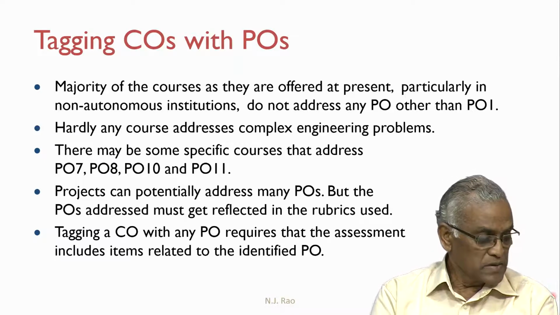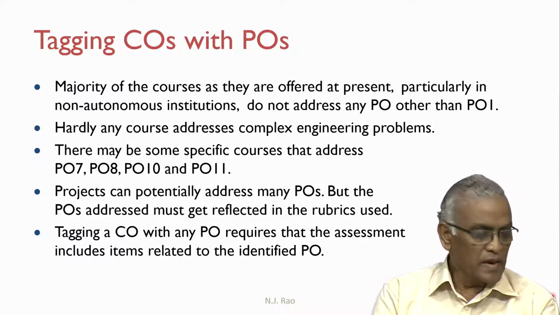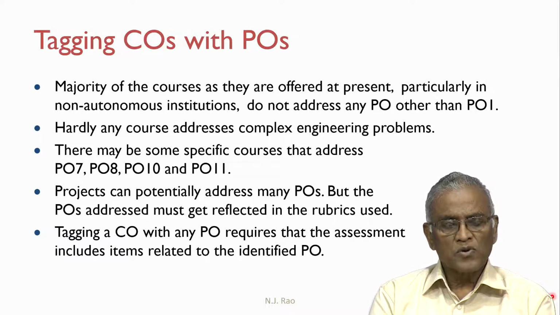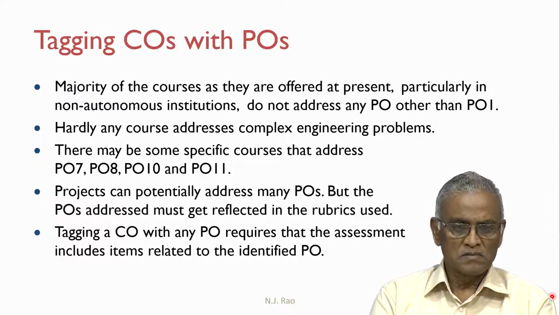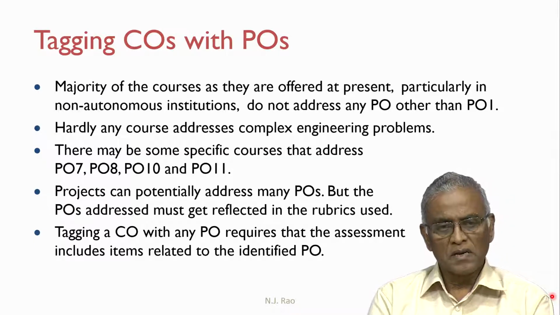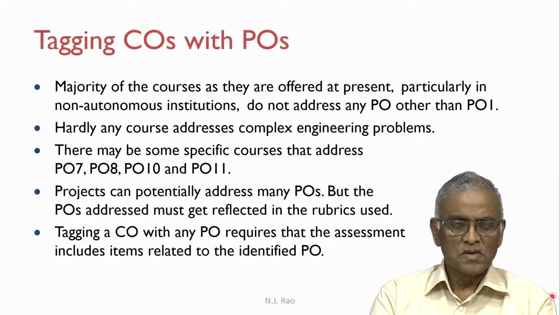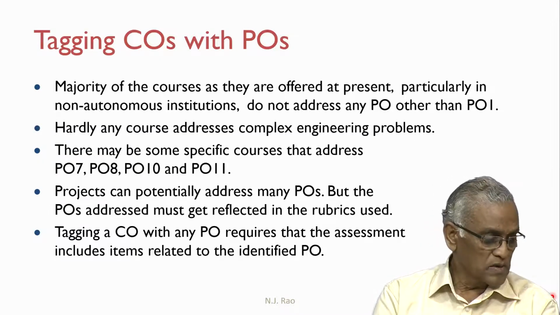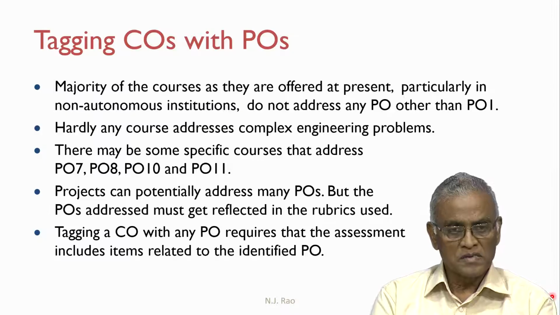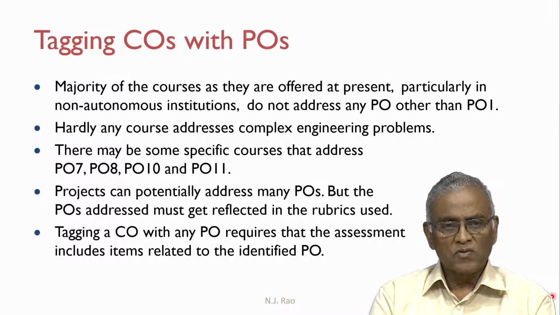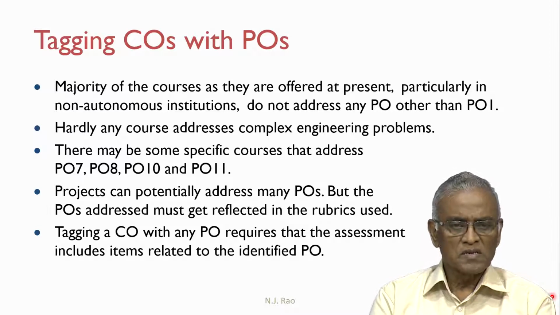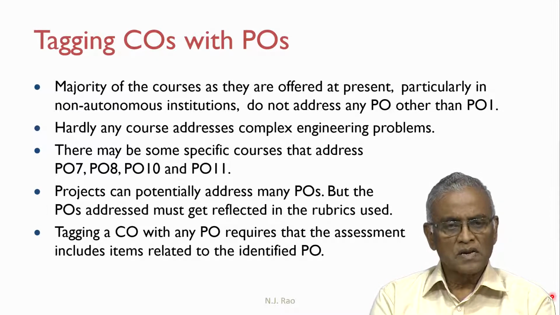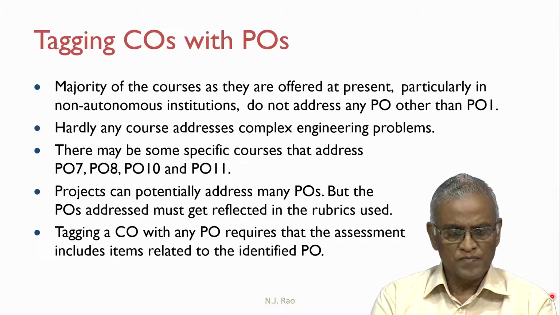For example, PO8 is related to ethics. Some programs have a course on professional ethics. In that case, you are directly addressing it, and very rarely does any other course directly or indirectly address this. And similarly, PO7 is related to environment and sustainability. As per the UGC requirement, most programs do have some course on environment or sustainability. In that case, you are directly addressing PO7 through that particular course.